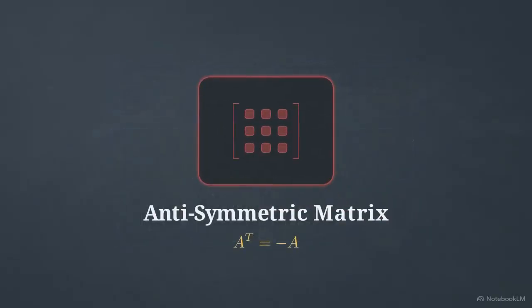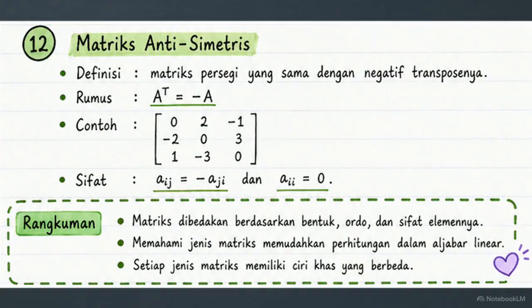Within this 12-part classification system, we have arrived at the final and most strictly constrained form. These notes summarize the framework. Matrices are distinguished by their shape, their order, and the properties of their elements. This brings us to the anti-symmetric matrix. Its definition depends entirely on how its internal elements relate to one another.